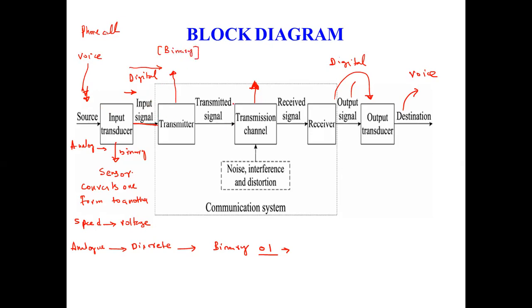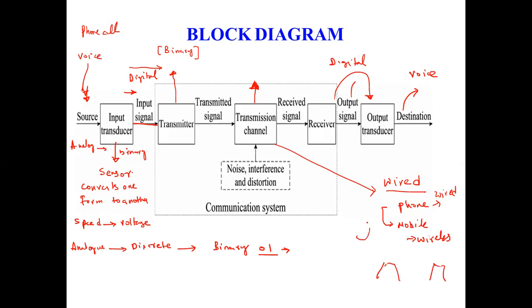Then it is transmitted in a transmission channel. The transmission channel can be either wired, like the phone. Earlier phones used to be wired, right? Or nowadays, with the advent of mobile technology, it can be wireless. Wireless technology basically uses towers. Towers are placed, and there is a satellite here, so it is sending the signal into free space. From here, the tower is receiving the signal, and it is going again back to a tower, and nearby you are having a mobile phone.